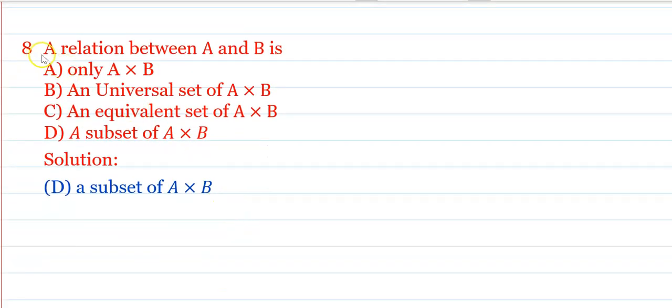Now the next, a relation between A and B is. Then what type of relation? Is it only A cross B, a universal set of A cross B, an equivalent set of A cross B, or a subset of A cross B?